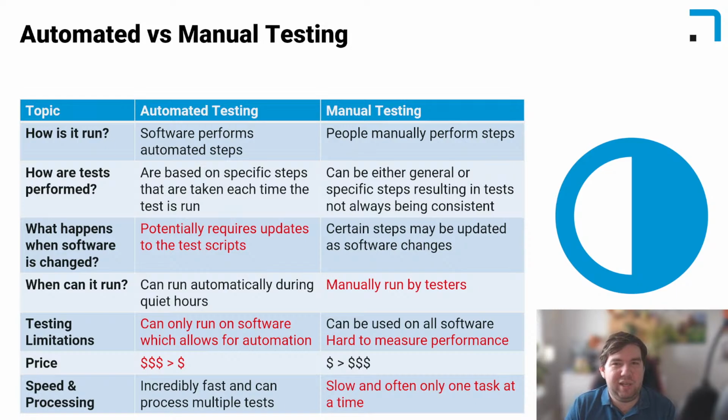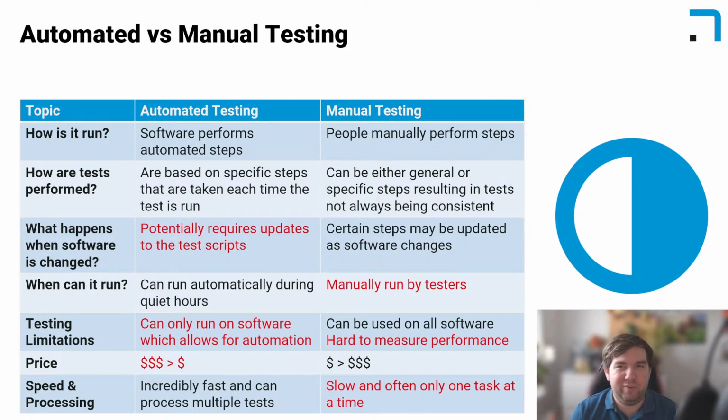And finally, looking at speed and processing. Automated tests, as the name might imply, are incredibly fast, and you can process multiple tests at the same time. Meanwhile, manual testers are admittedly human, so they are kind of slow compared to automation, and normally we can only perform one task at a time. Maybe that's an issue, maybe that isn't, I'm not too sure.